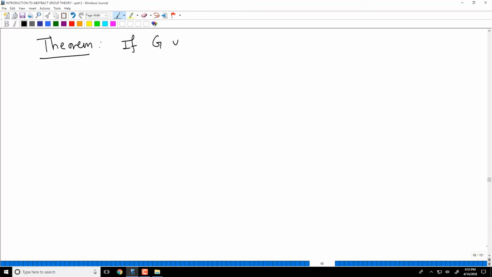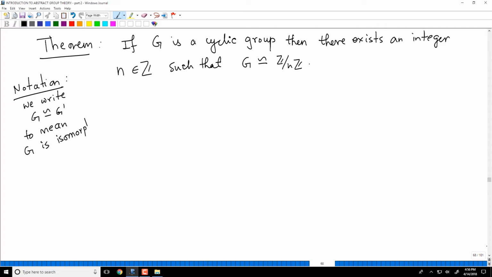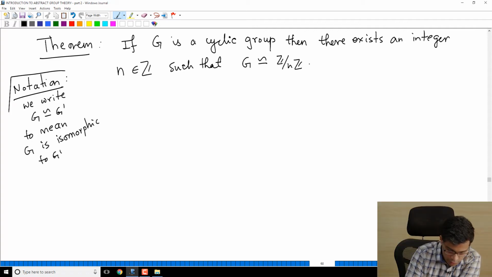If G is a cyclic group, then there exists an integer n such that G is isomorphic to Z mod nZ. Let me remind you of my notation: we write G with this symbol to mean G is isomorphic to G prime. Okay, that's my notation.